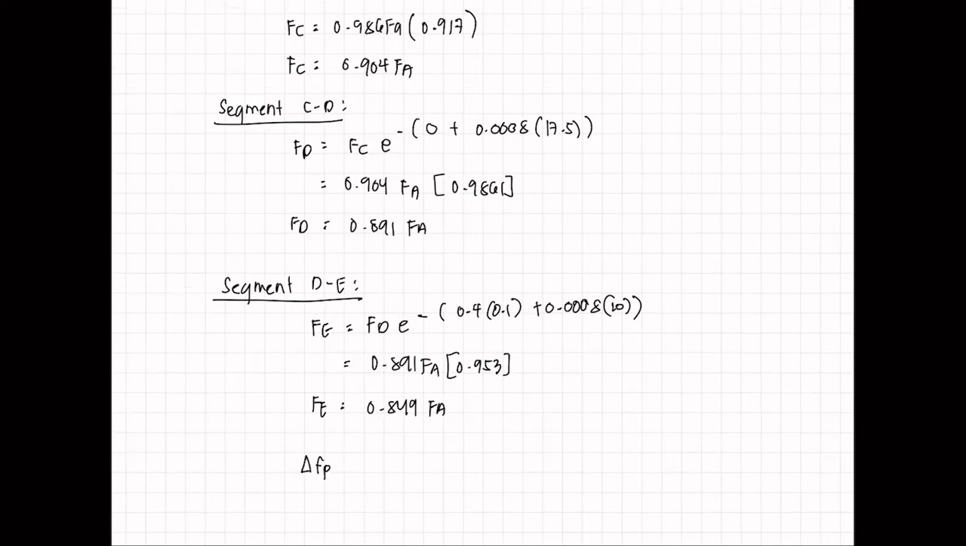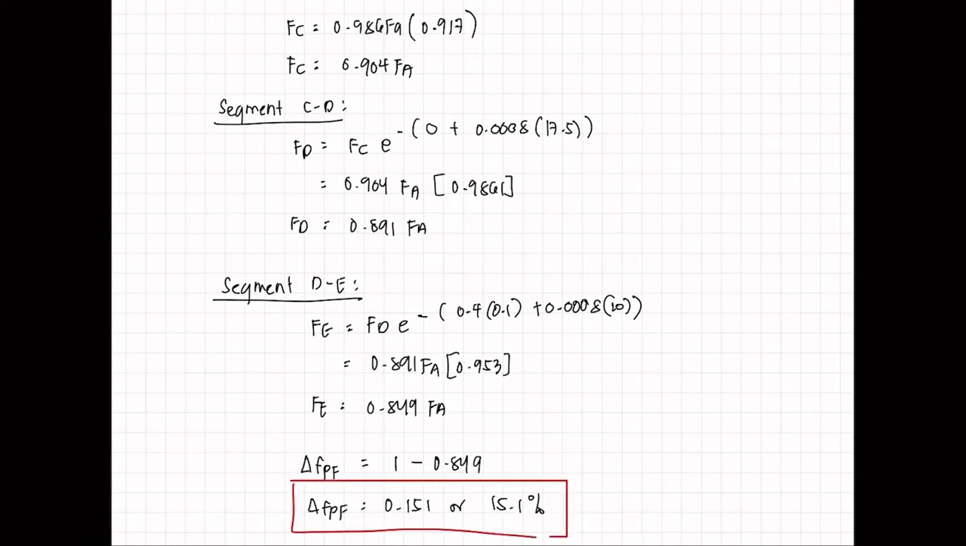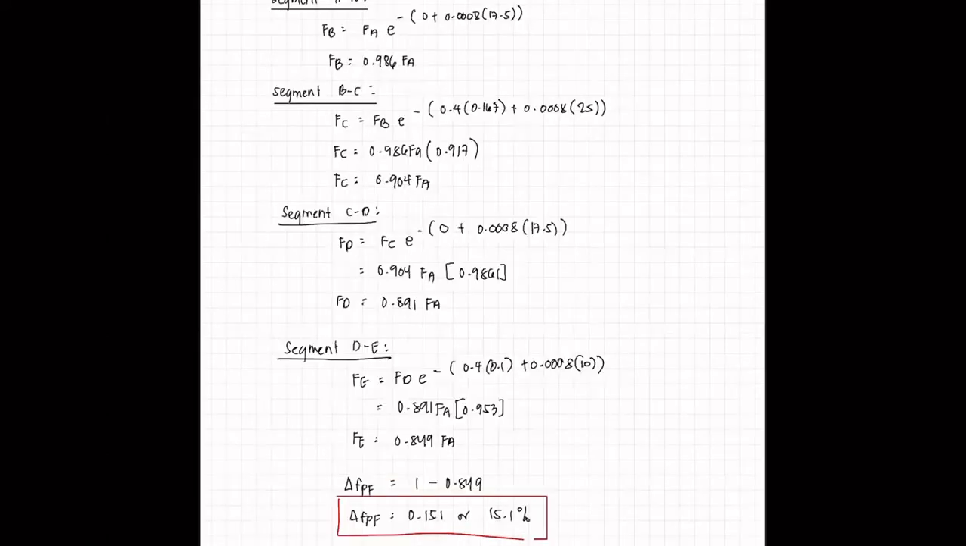Okay. So yung ating change in prestress due to friction will be equals to FA, kahit yung coefficient na lang lagay natin, 1 minus yung 0.849 na nakuha natin. So yung ating change in friction loss will be 1 minus 0.849. That is 0.151 or 15.1%. Okay. So yan yung loss natin.